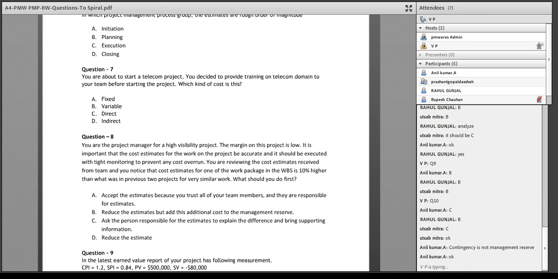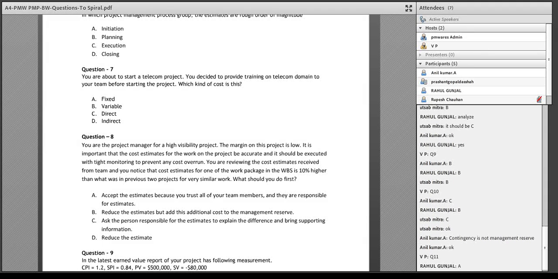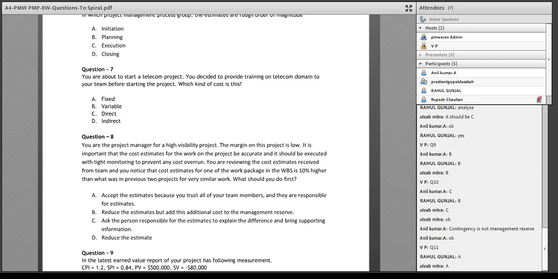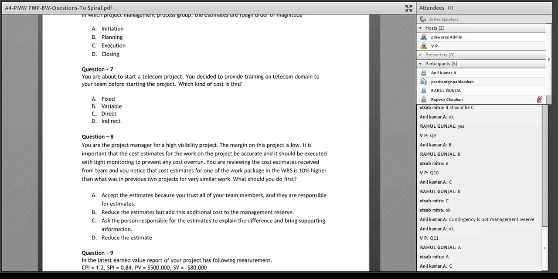Okay, so let's go to 11. The right answer was B. Oh, this is the simplest one. You need not do any calculation. The answer is purely C, because only SPI is less than 1. CPI is more than 1, so it's good.